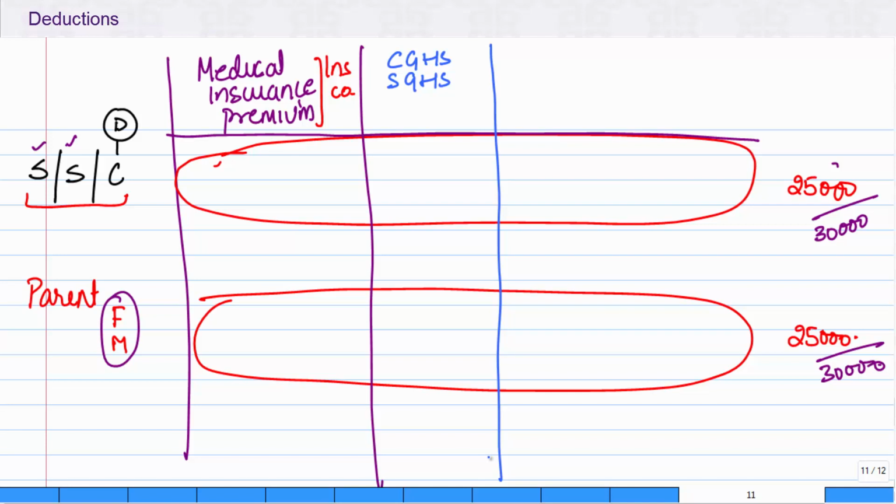But the problem is that it is not a medical insurance premium. It's a central government health scheme contribution. So that is also included in 80D, but within the overall limit of 25,000 or 30,000. And then comes the preventive health checkup.